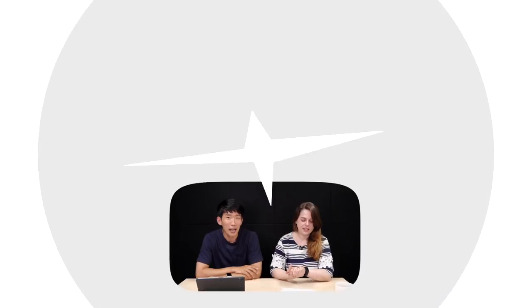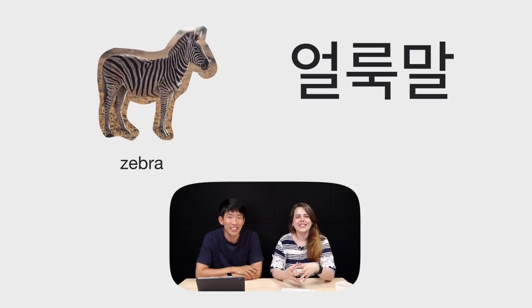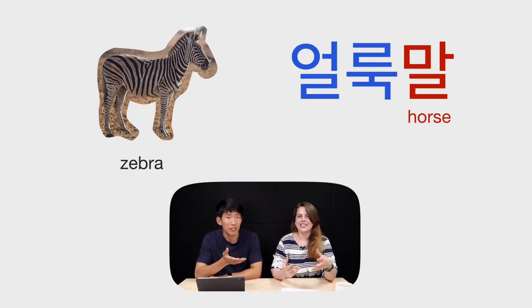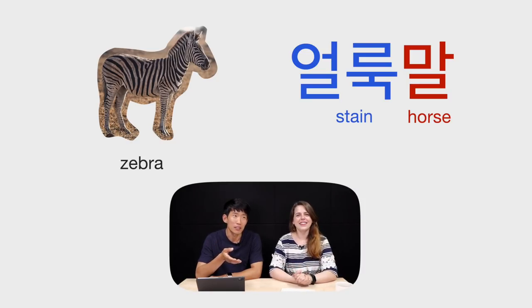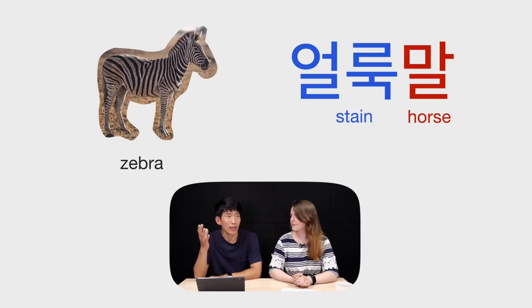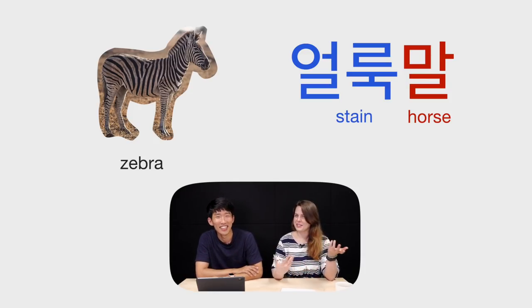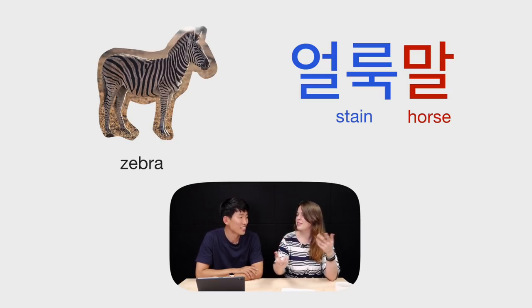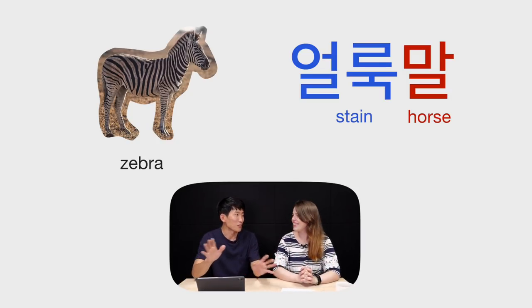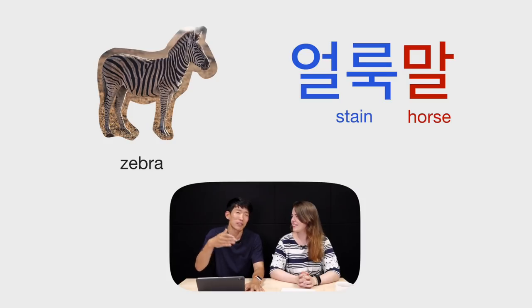So these are some funny Korean animal names. First of all, zebra. Zebra is 얼룩말. So, 말 is horse. And 얼룩 is usually translated as a stain. But when people see 얼룩말, they think of 얼룩 as the stripes. The lines, not like stains here and there. It's a stained horse, kind of. It's like dyed, so it's not pure white or pure brown. So, striped horse.